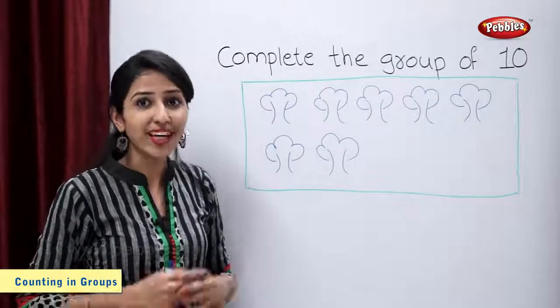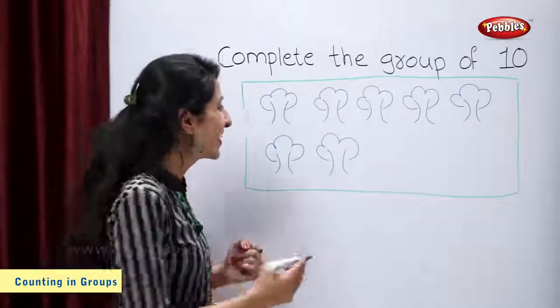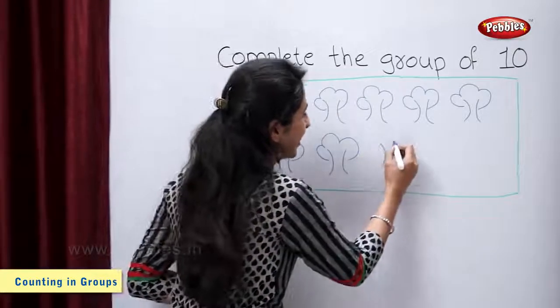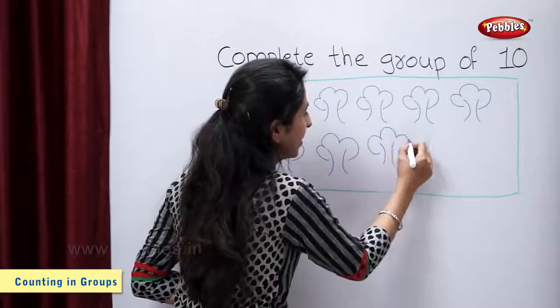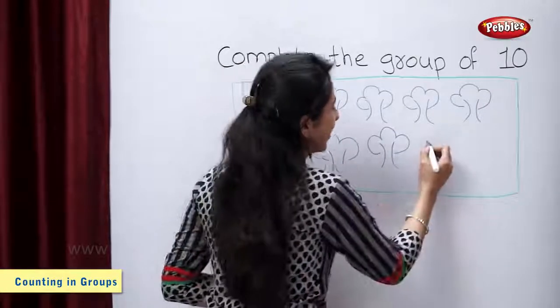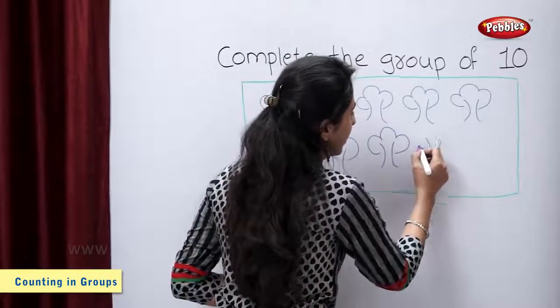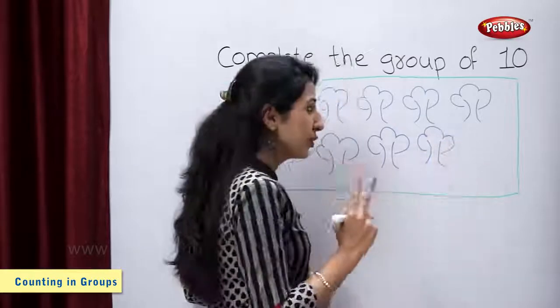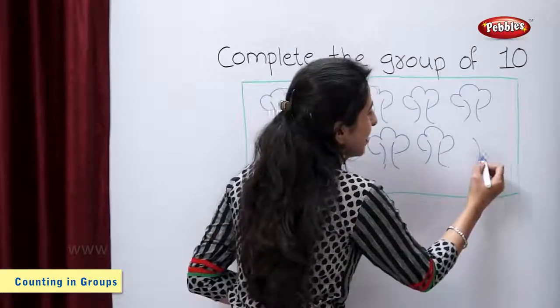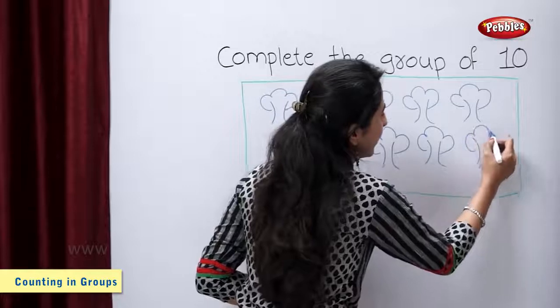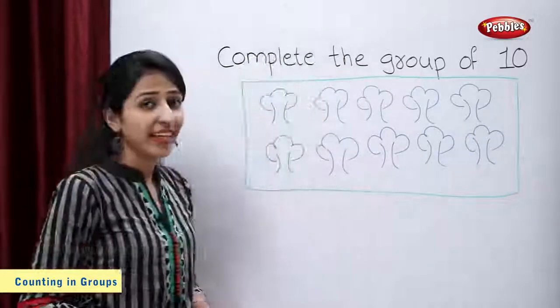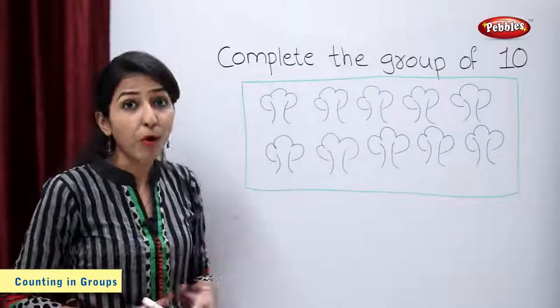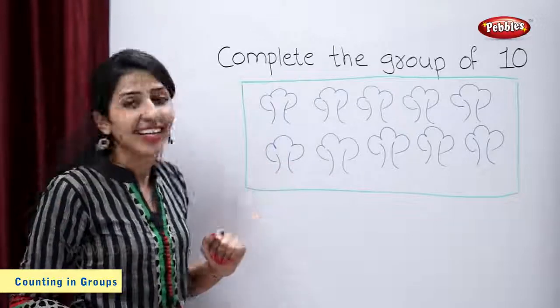So let's draw 3 more trees. 1, 2 and 3. So our group of 10 is complete.